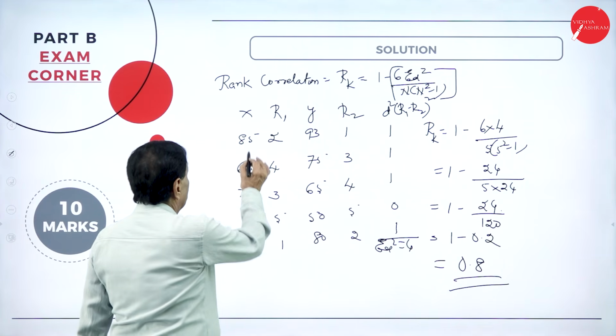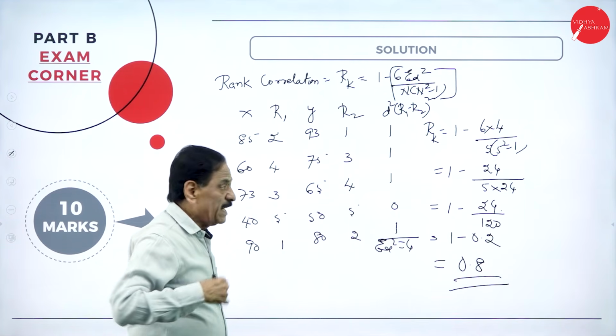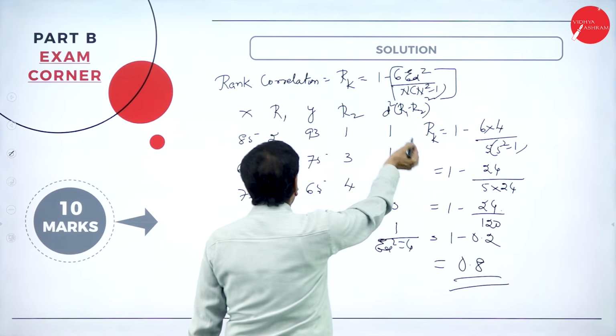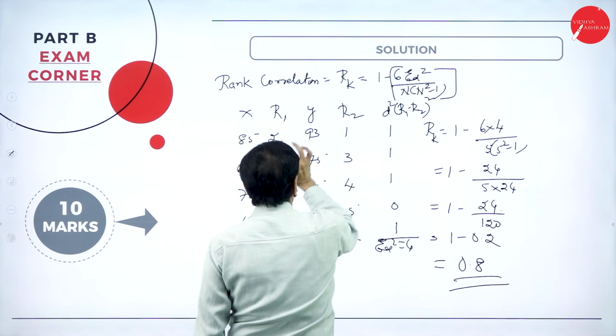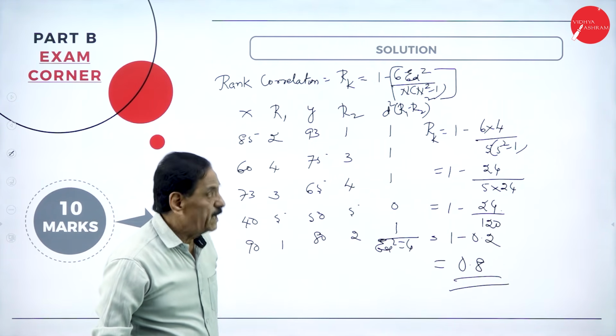Hope you understand. The first step is highest is the first rank, next highest is the second rank, like this. What is d square? R1 minus R2 square, 2 minus 1 square, like this. So the answer is 0.8.